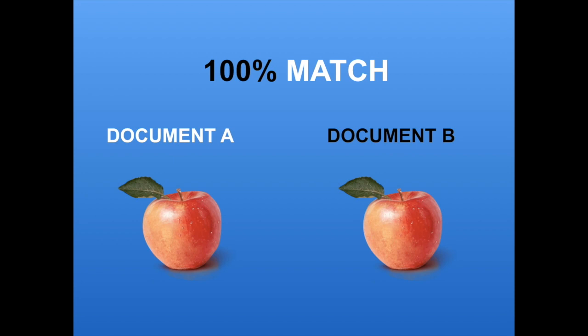So let's talk a little bit about some of the lingo that surrounds translation memory, or the concepts of translation memory. The first thing is 100% match. Think of it this way: you have two different documents and there's a sentence, in this case an apple, that is identical. So you have a sentence that's the same in document A and the same in document B. That's known as a 100% match.